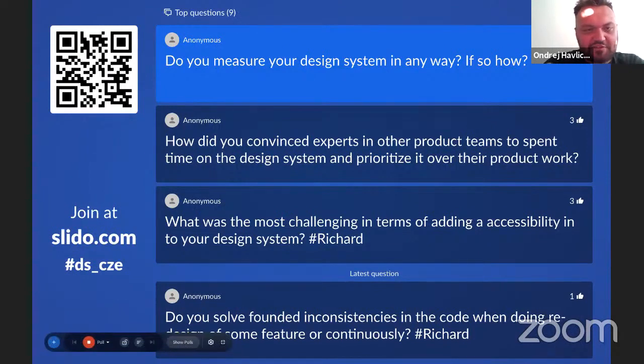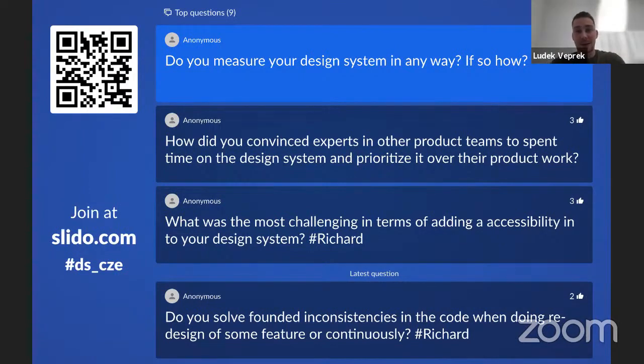But I don't know if I'm answering the question right. For the design system as such, I don't think we measure it in a way which would prove the success of the project as such. So we have milestones, so we measure achieving milestones for sure, but maybe I would need more context to the question. Yeah, I agree.